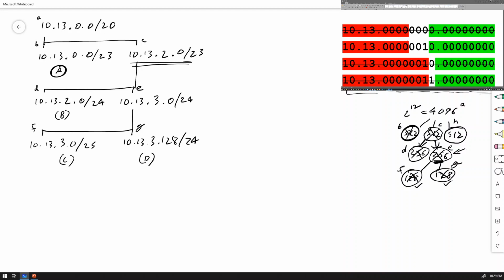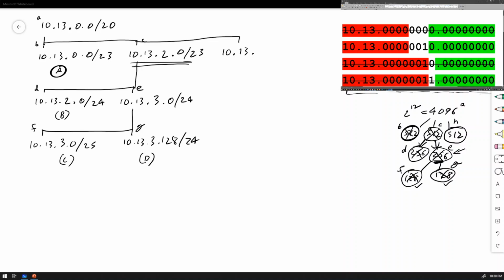So going back to A, now notice, I'll show that later a bit. So H is from A. So basically from A, there will be a third thing, which is 10.13.something. Now let's see what that something is.